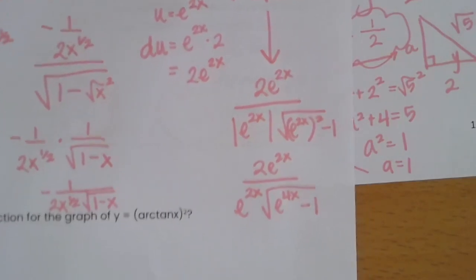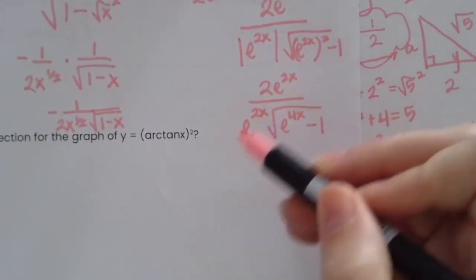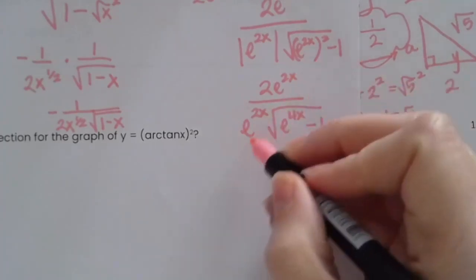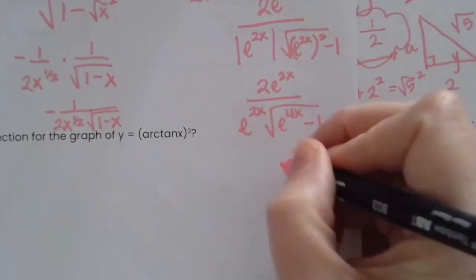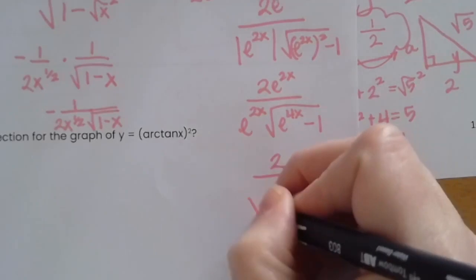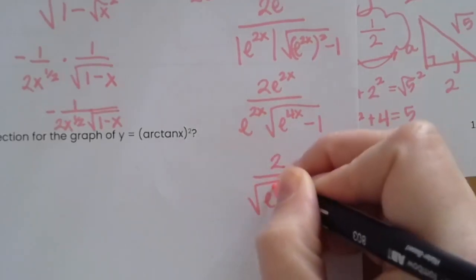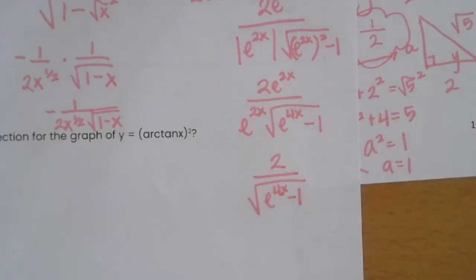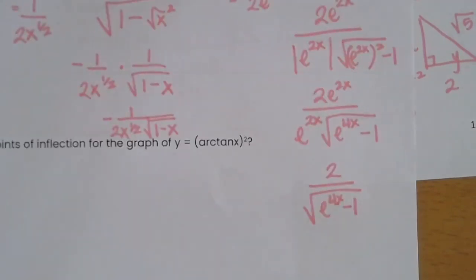One more thing that I notice is I have e to the power of 2x over e to the power of 2x, so those are really going to simplify to be 1. So I can say that this is 2 over the square root of e to the power of 4x minus 1. And that's about as far as we're going to get on simplifying there. And let's save this last point of inflection 1 for class.